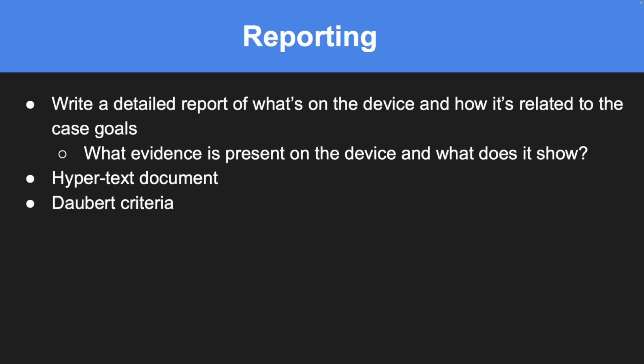And these criteria are: 1, testability, whether or not the method that is used is falsifiable or capable of being objectively evaluated through experimentation or observation. So a very well documented process would definitely satisfy this Daubert criterion, while some other method that's new or very obscure may not be able to, or may be weeded out by this Daubert criterion.